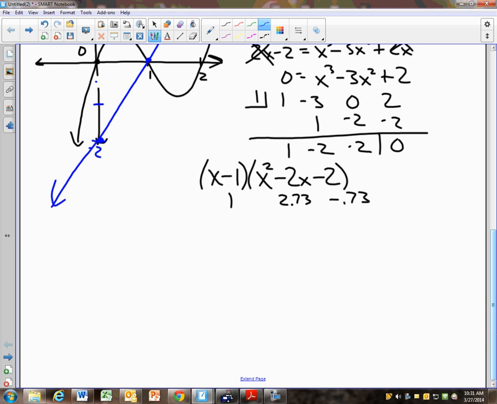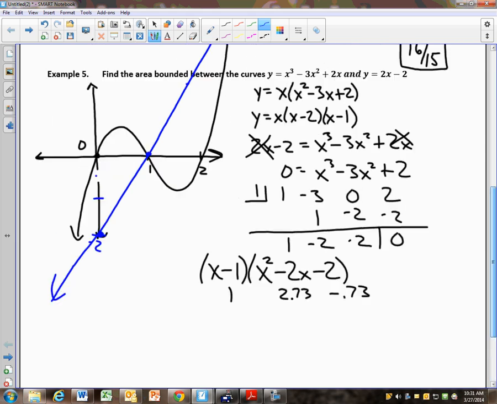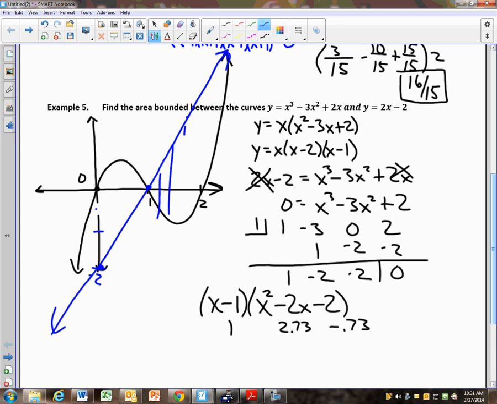Look at your bounds of integration, everybody. We've got those shapes, okay? And this one right here, you can see negative 0.73. This is going to be positive 1, and this is going to be 2.73. Okay, so we have our bounds of integration.